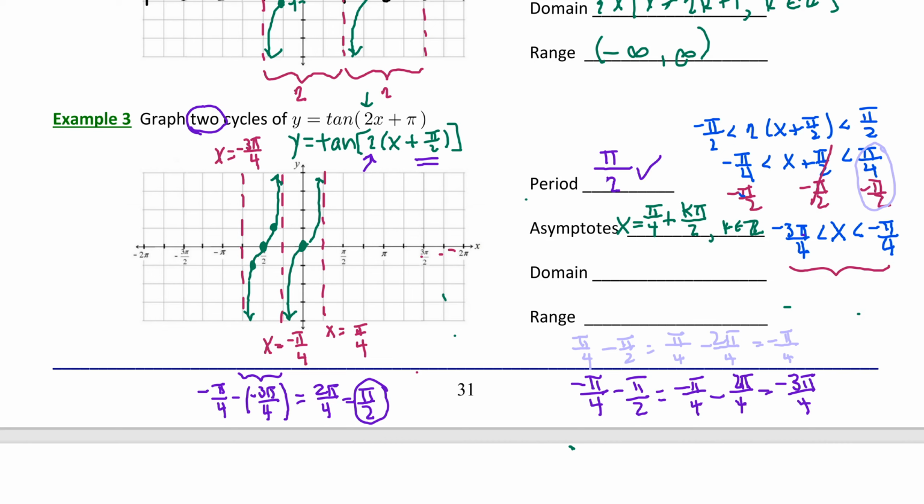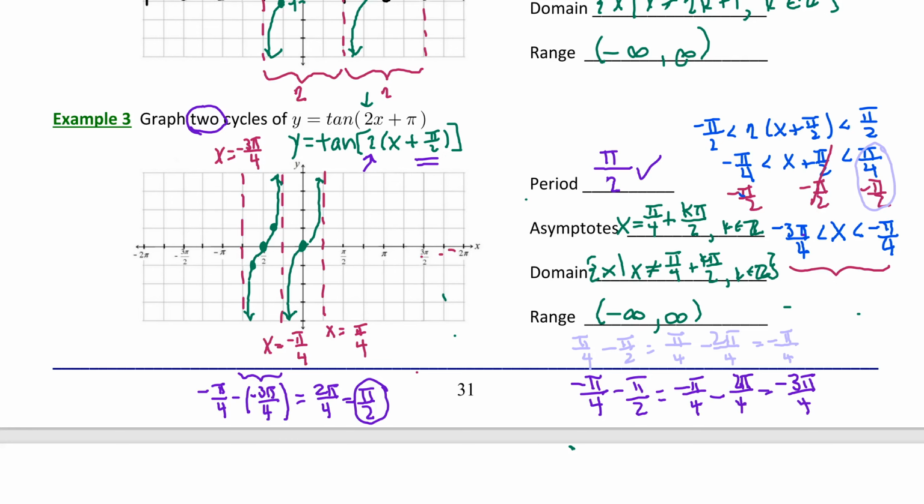Then, once we know that, we can say the domain is the set of all x such that x does not equal those locations. At those locations, tangent is undefined. Elsewhere, tangent is defined. The range for this tangent function then is negative infinity to infinity.